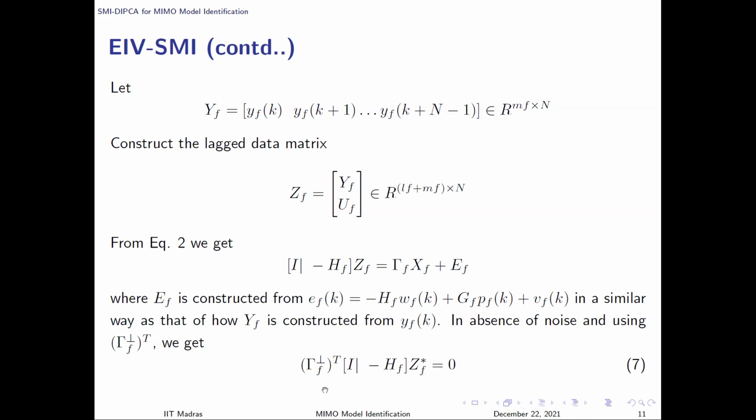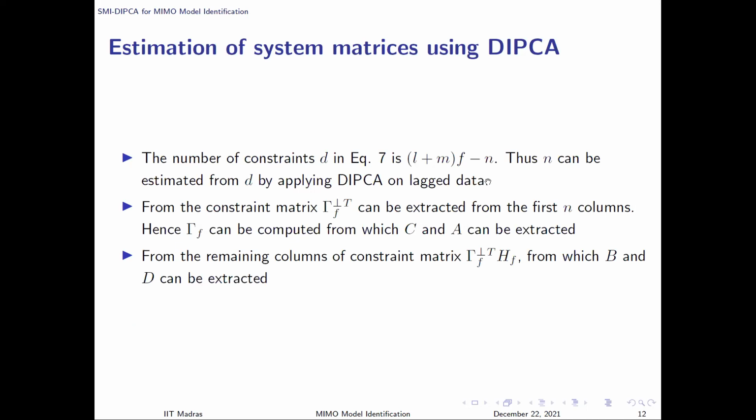The main thing is how do I get gamma F and how do I get HF? And that can be obtained from the constraint matrix, provided you know the number of state variables, the order of the system. Since we know the order of the system and the constraint matrix can be obtained from DIPCA, therefore C and A can also be extracted. And from the remaining columns, HF can be extracted, from which B and D can be extracted. And these two parts were all done earlier in subspace-based ID. So we are just going to reuse them.